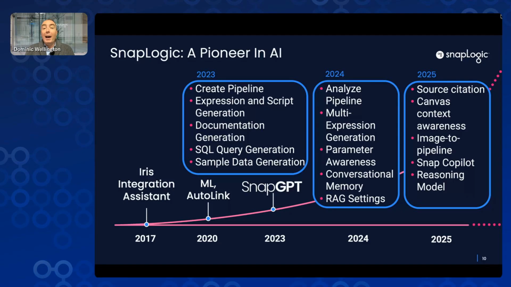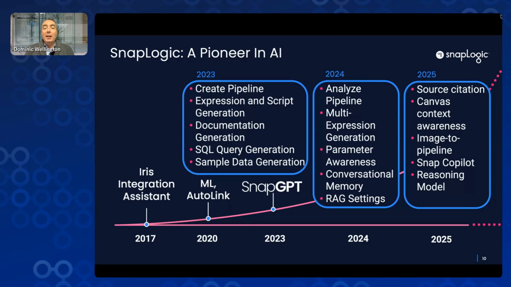And because we therefore had the team in-house working on these AI capabilities, we were able to hit the ground running in March 2023, so barely 4 months into the Gen AI boom. We were ready with SnapGPT. And a triumph of marketing was in 7 letters. It tells you exactly what it does. It creates pipelines, it generates expressions and scripts, it helps you generate documentation, SQL queries, and even sample data for your projects. But we didn't stop there.